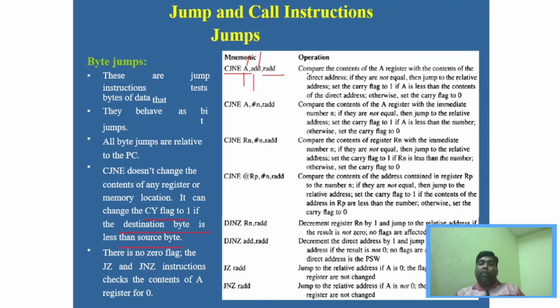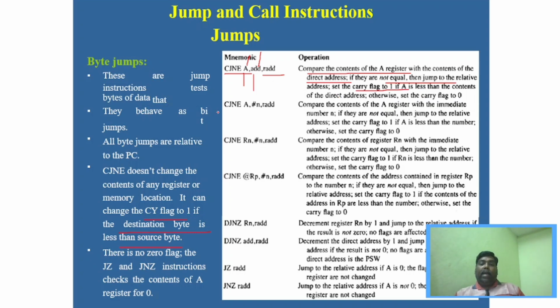You can see here, compare the content of A with the content of the direct address, and if they are not equal, jump. Provided, it will also set the carry flag if A is less than the content of the direct address. Now I'll explain this one.